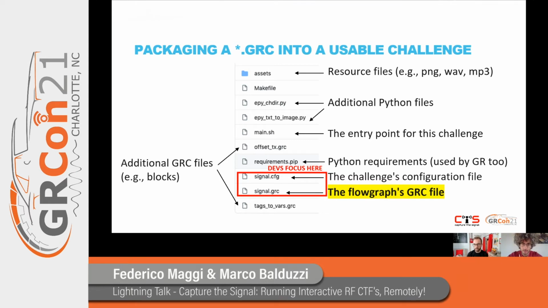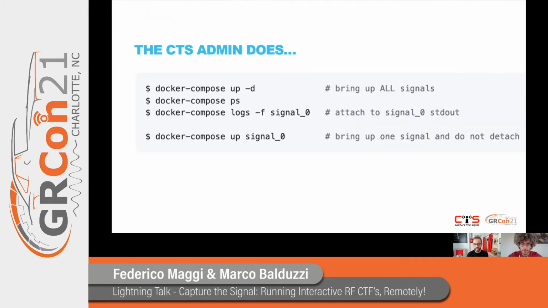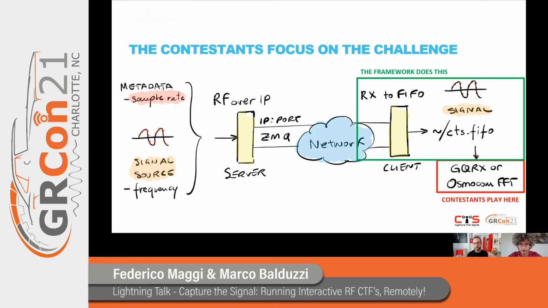And then we have a make file that will automate the building, the compilation of the GRC into Python, and any other automation that you need to do in the deployment phase. So we wanted the experience of the CTS deployer to be very easy as running Docker. And what will happen now is that, for example, in this case, we have one signal up and running, but if you want, you can bring up all the signals at once and the contestants can start playing. And as I said, on the other side, the experience is very smooth.